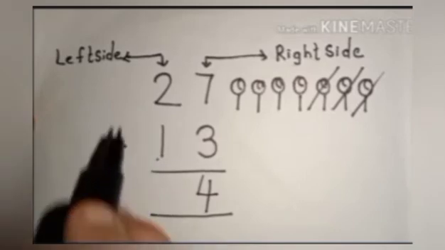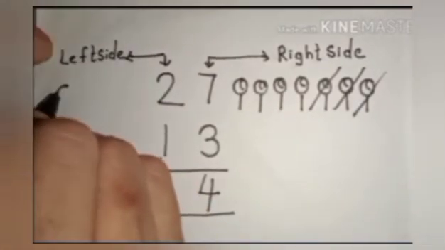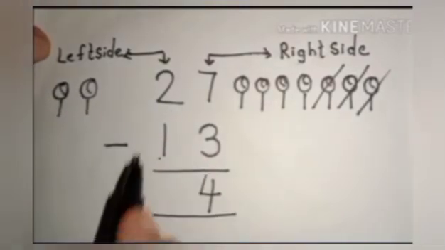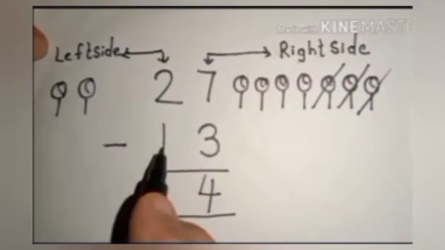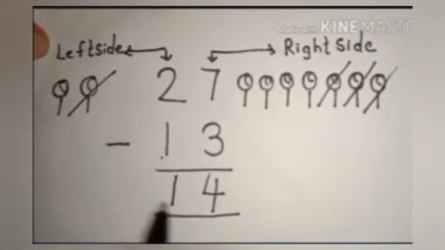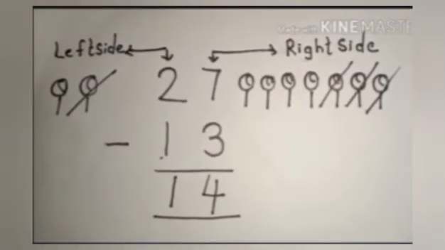And 2 minus 1. So I will draw 2 lollipops. 1, 2. 2 lollipops. From 2 lollipops I will minus 1. So I will write this 1 in the tens place. So the answer is 14.